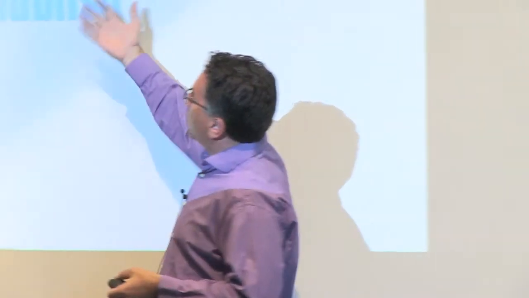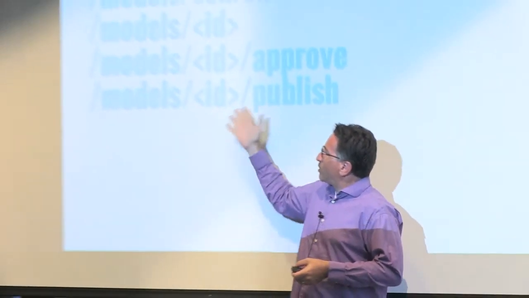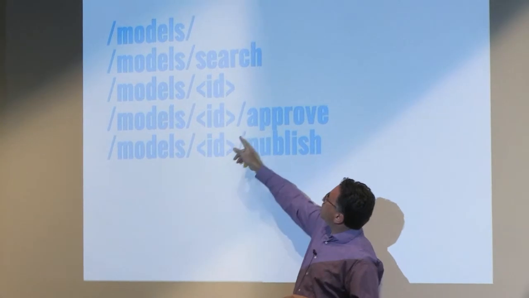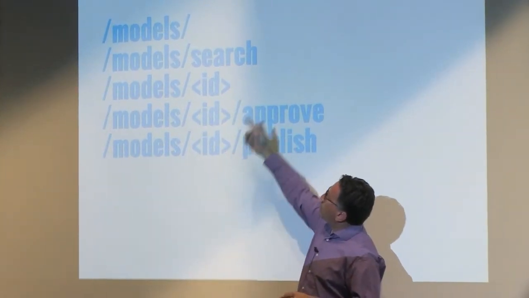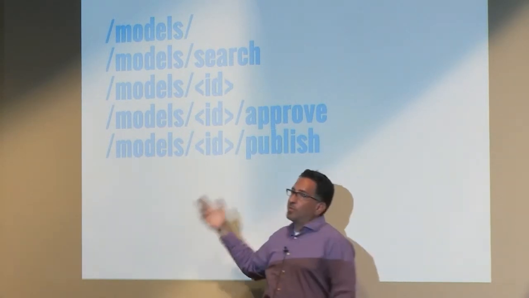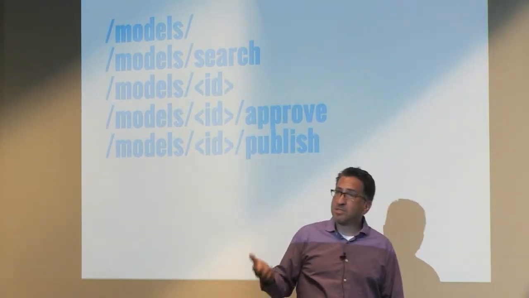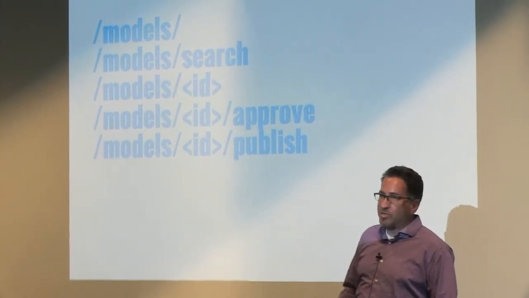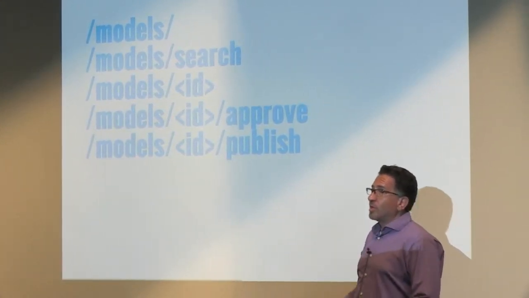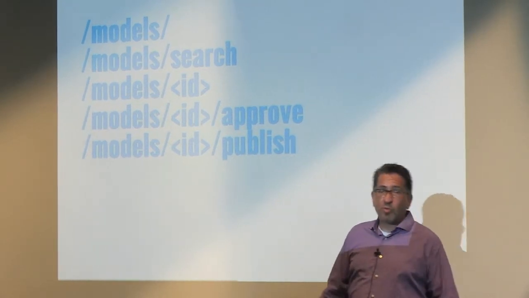But most of the experts agree if you put things in terms of resources, and then even if you're doing actions, put those actions in terms of resources. So you could say, I want to publish these models, or I want to approve this one model by ID, for example, or I want to search. Then it's very simple. The key thing when figuring out these enterprise APIs is you want to put very obvious endpoints because you want your users to find them.